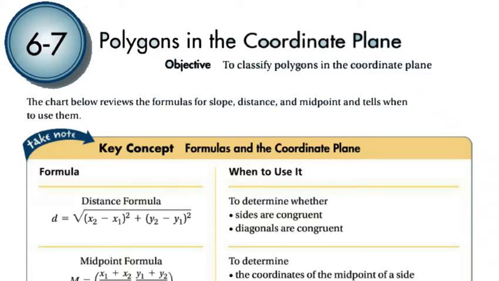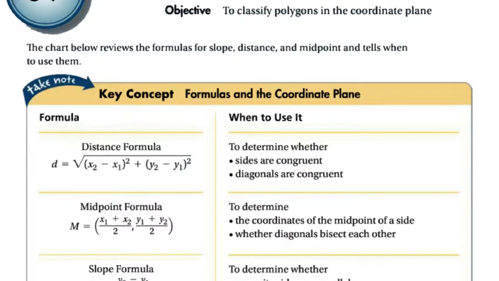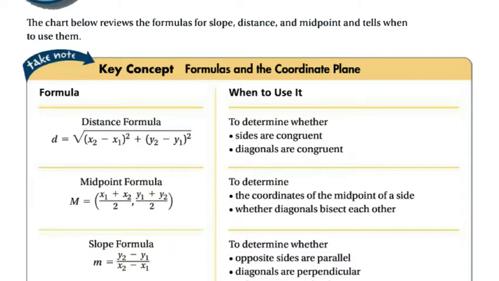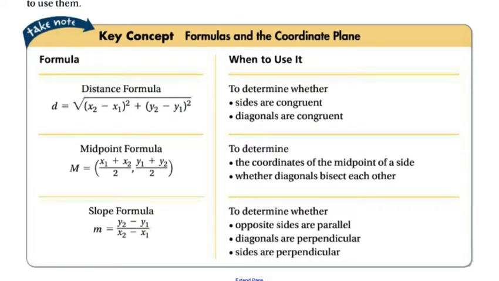Well, welcome back. In this lesson, we are going to be talking about polygons in the coordinate plane, and we're going to work on classifying those using a lot of what we've learned from algebra. So this first slide has some formulas that we've used in the past that will be helping us, and the distance formula will help us figure out whether or not sides or diagonals are congruent.